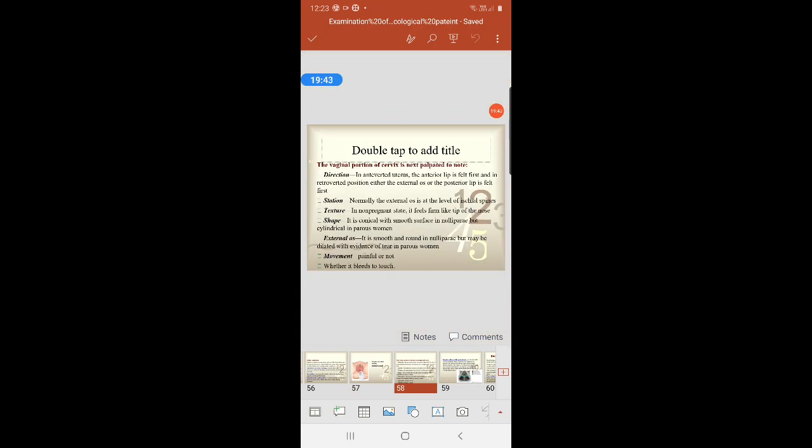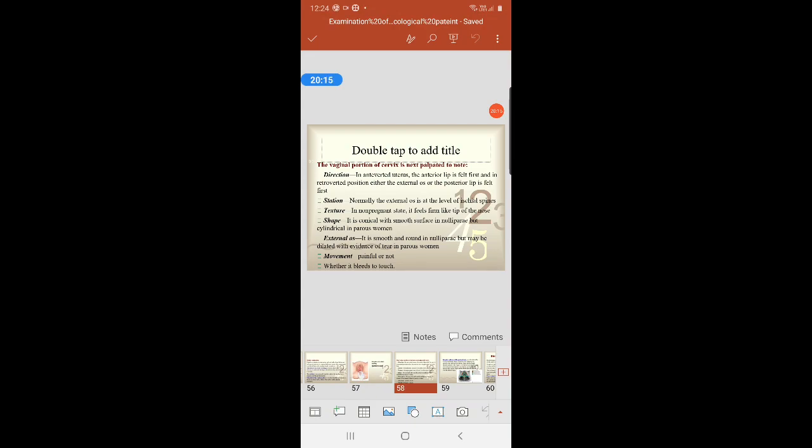Next, coming to the palpation of the vaginal portion of the cervix, it is palpated to note the direction. In an anteverted uterus, the anterior lip is felt first, and in the retroverted position, either the external os or the posterior lip is felt first. If the uterus is retroverted, we can feel the posterior lip or the external os first. Station: normally the external os is at the level of the ischial spines.